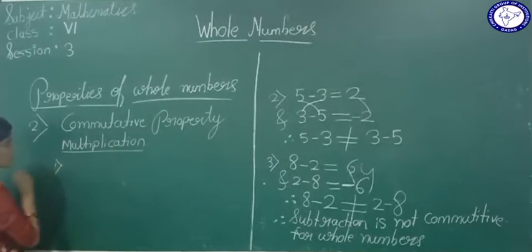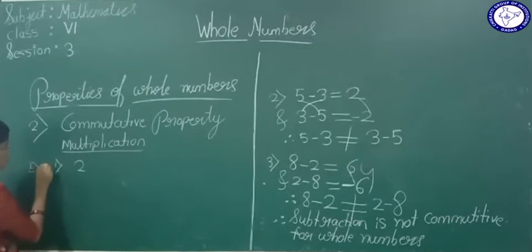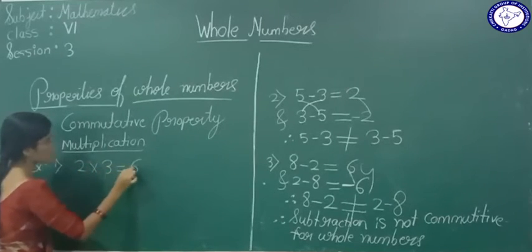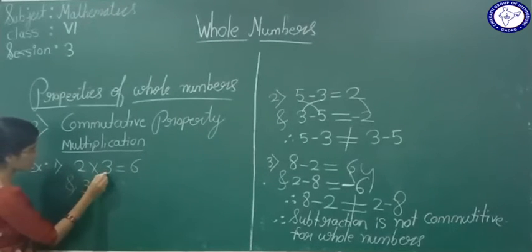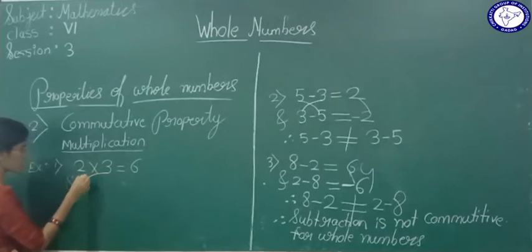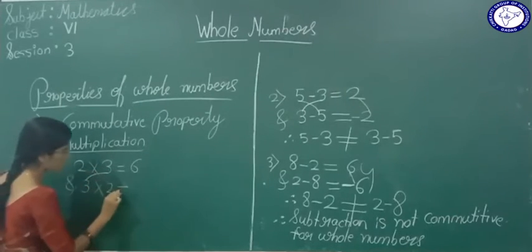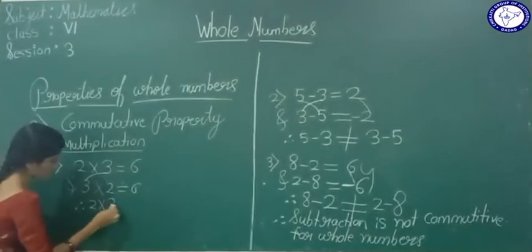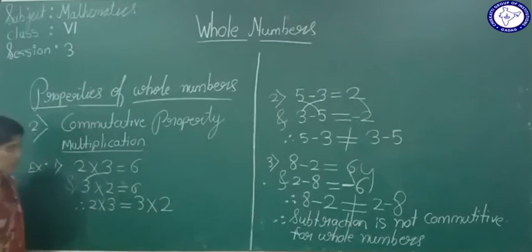Now see, for multiplication we will check. 2 into 3 is what, students? 2 3s are 6. Okay. And if I change the position, 3 I took in first place, 2 in second place, what is 3 2s? 3 2s are 6. Both answers are coming same. Therefore, 2 multiplied by 3 is equal to 3 multiplied by 2.